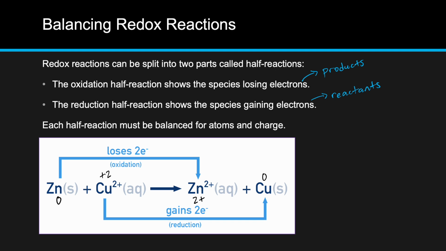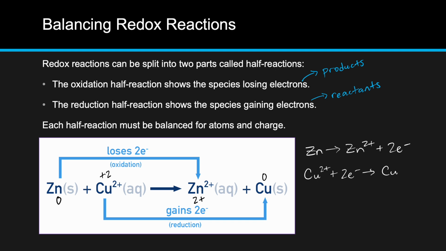So we can see that zinc is going to lose 2 electrons because it's becoming more positive. So if it's losing 2 electrons, that means we're going to have Zn as our reactant. Then that's going to make Zn2+, and then it's going to lose 2 electrons. Now, same concept with our copper, except it is gaining 2 electrons. So those 2 electrons are going to be on the reactant side. So we have Cu2+ plus our 2 electrons, and that is going to produce our copper. So you can see the charges are going to balance each other out in this reaction.